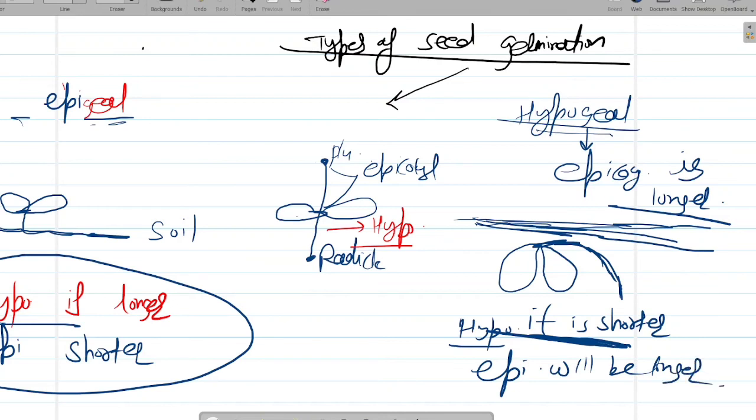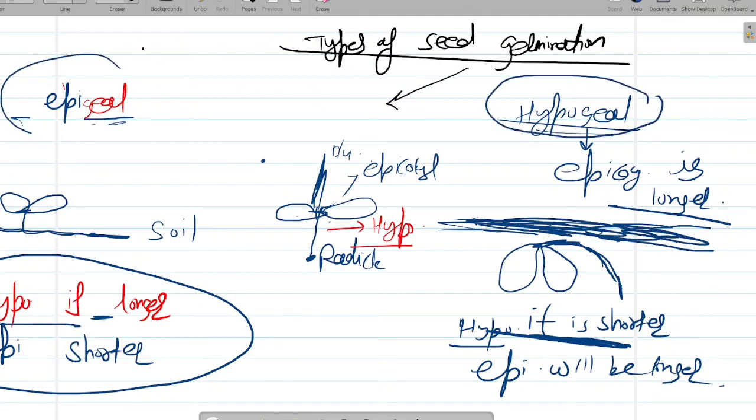In epigeal germination, the hypocotyl is longer. That's why it will push the cotyledon to come out from the surface. In this area, the hypocotyl is shorter, while your epicotyl part is longer. That's why this area will come out of the soil surface, while your cotyledon will stay below the surface. That's why we call it hypogeal germination. I think now you can guess what I'm trying to say.